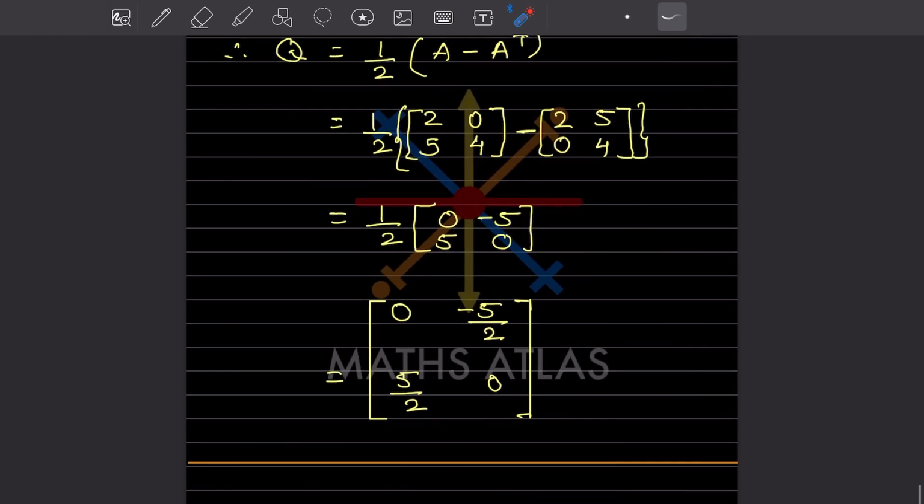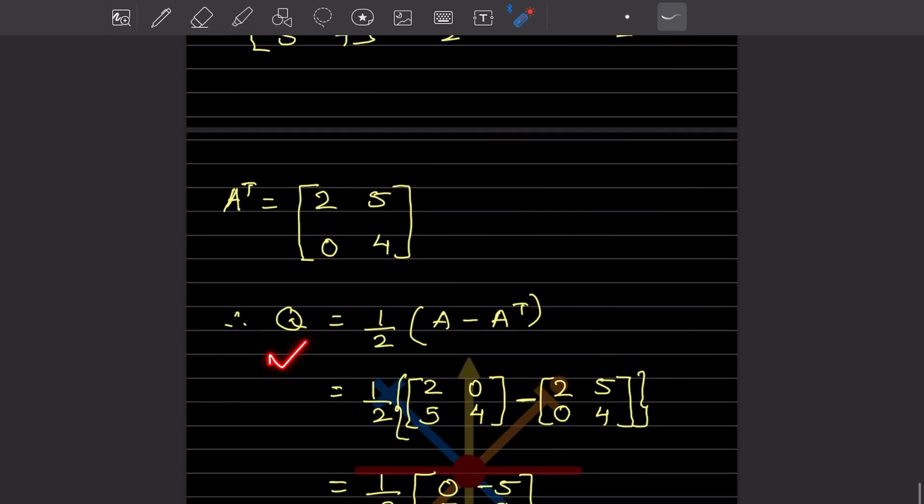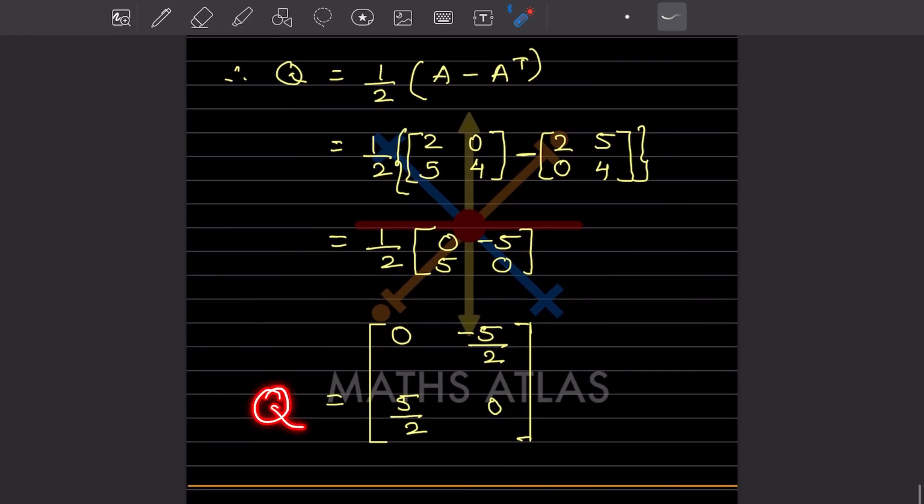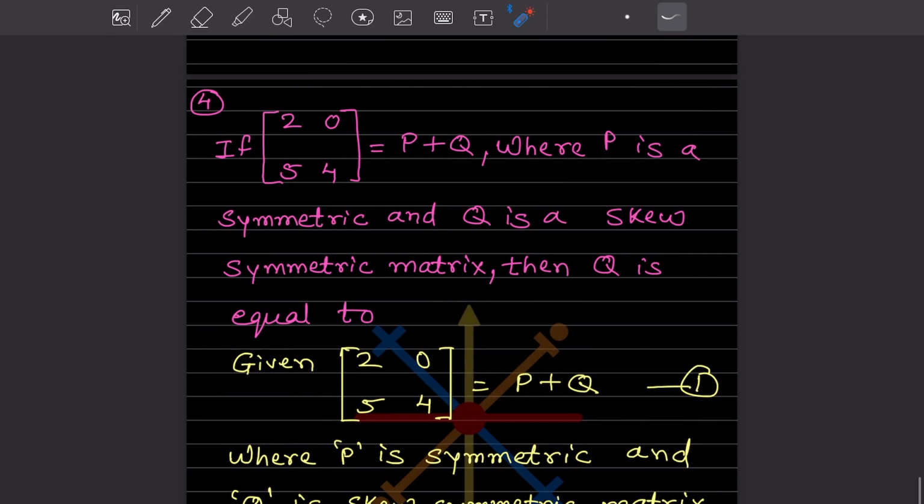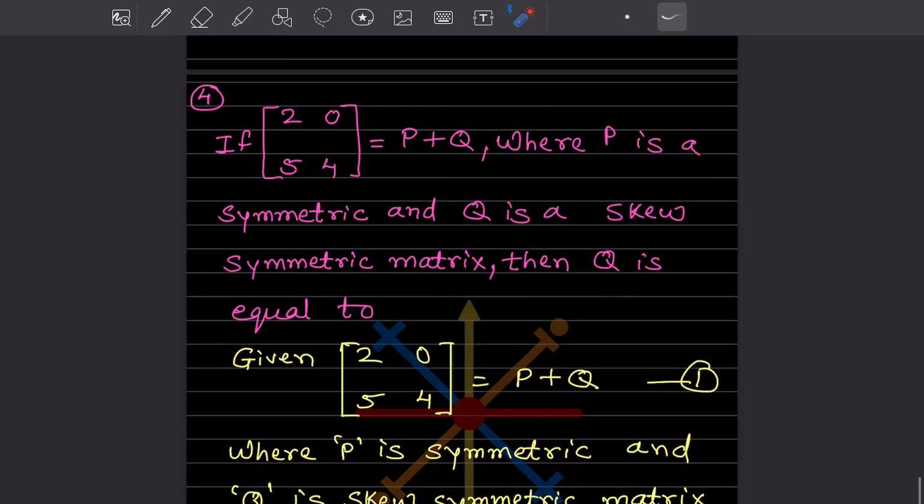So now we are going to multiply this into this, it will be 0. This into this is going to be 5 by 2. This into this is going to be minus 5 by 2. And this is going to be 0. So we got the value of Q. Whatever we got is the value of Q. That is what they ask. Q is equal to.